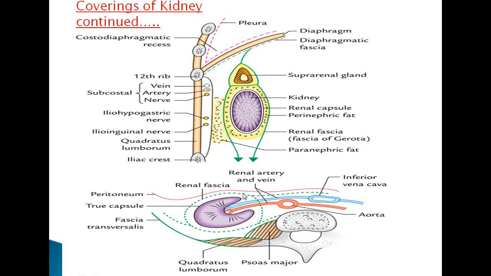Horizontally, the anterior layer of one renal fascia is continuous. It covers the vessels, and it is continuous with the anterior layer of the other kidney. And posteriorly, the posterior layer of the renal fascia is continuous with the fascia covering the muscles of the posterior abdominal wall, and it attaches to either side of the vertebra. This is the horizontal extension of the renal fascia.